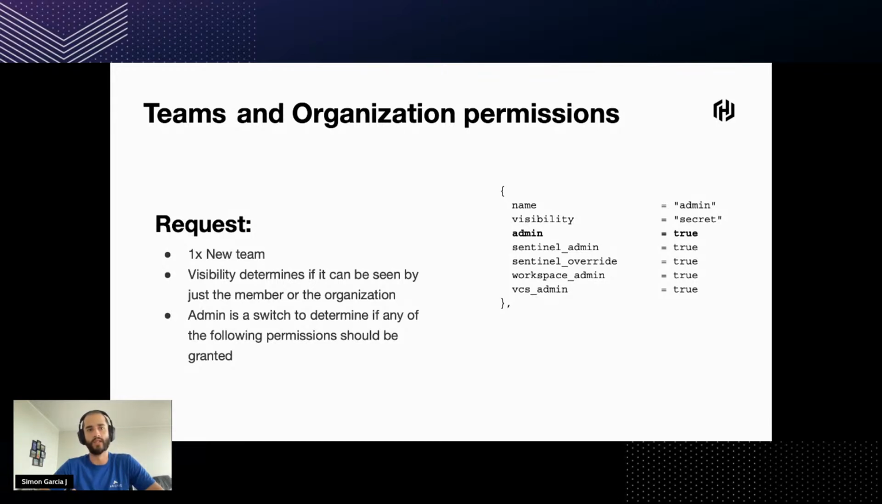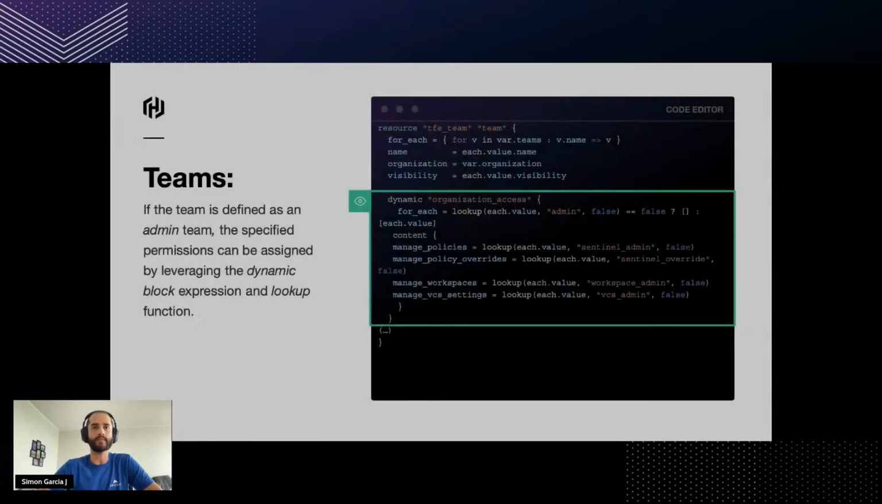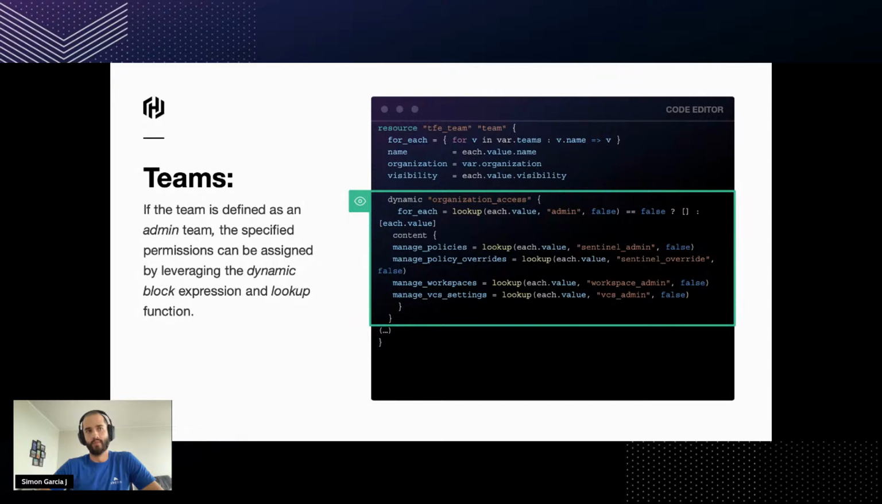I'm using here a switch, and I highlighted the admin. I use it as a switch in case I want to give some admin privileges to this team, I'll set that to true and then specify what I want to give them. So maybe I want them to be a Sentinel admin or a Workspace admin, and I can set that to true or false accordingly. This is how on the code I'm doing that.